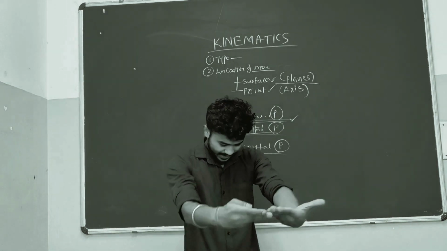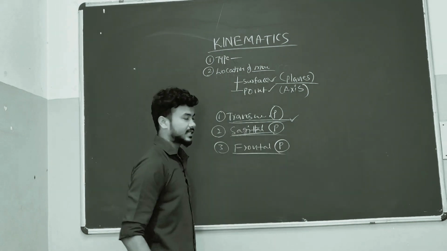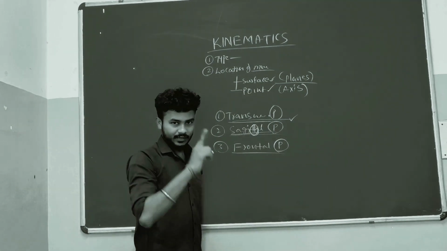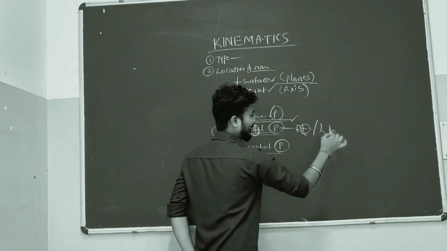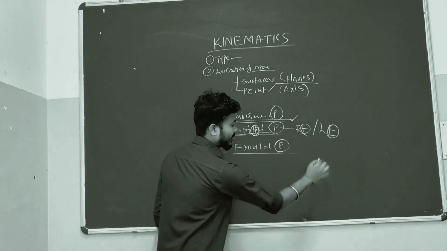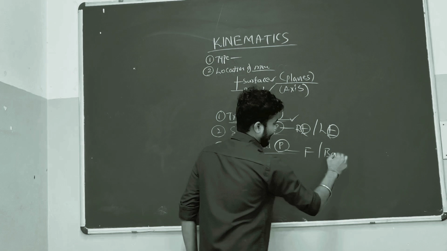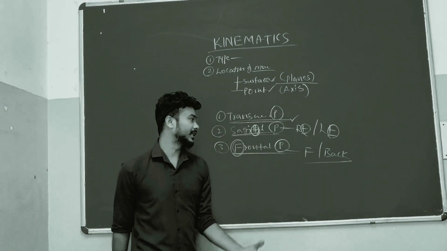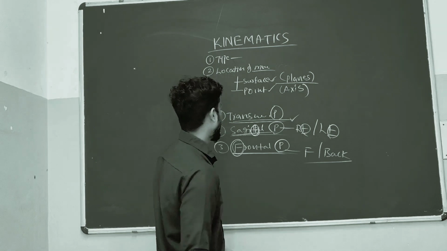Transverse means, imagine this is superior, this is inferior. Sagittal, remember the T in sagittal: it divides the body into right and left. And for the frontal plane, just remember F means front and back. So these are the imaginary planes of the human body.